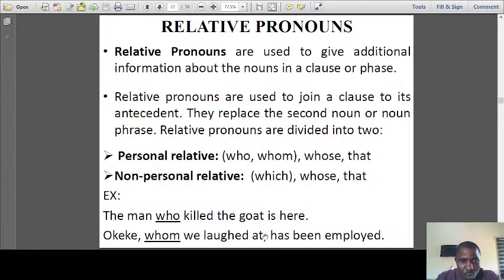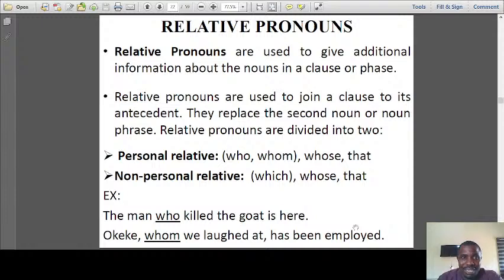Okeke has been employed. We laugh at Okeke. So that Okeke, the second one, we want to replace in object position. And to replace it, we embedded the two clauses into one sentence. And it becomes: Okeke, whom we laugh at, has been employed.